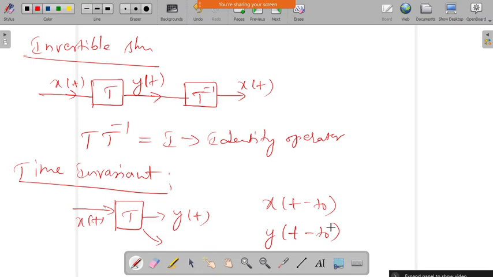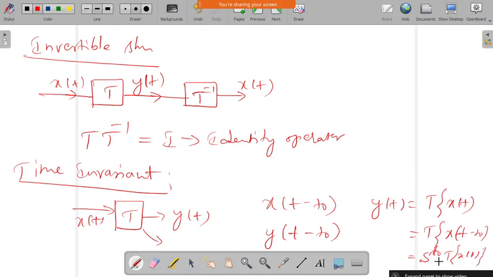So now we can say this y of t, which we can say is T of x of t. Now if I substitute that input, that is T of x of (t minus t naught), then this operator we can take it out, the shift amount, whatever the shift amount, we can write it as S power t naught into T of x of t. Like this, the shift operator we can take out, like the shift property which we have seen in Z transform. In a similar way we can take it out and write the output of the system.